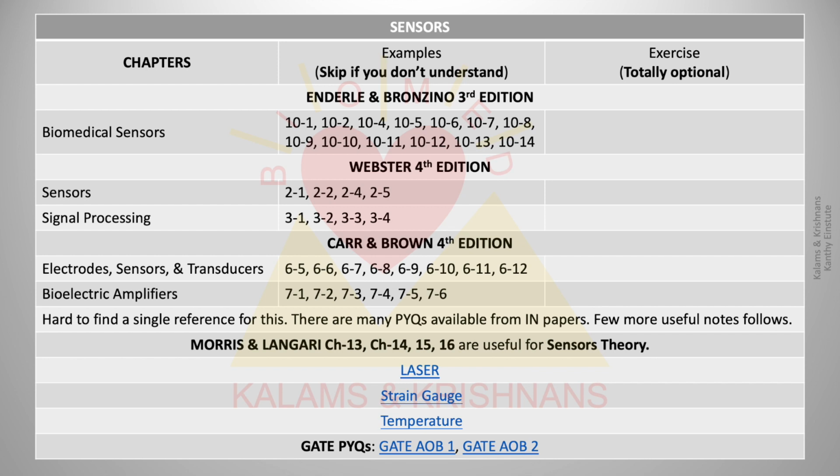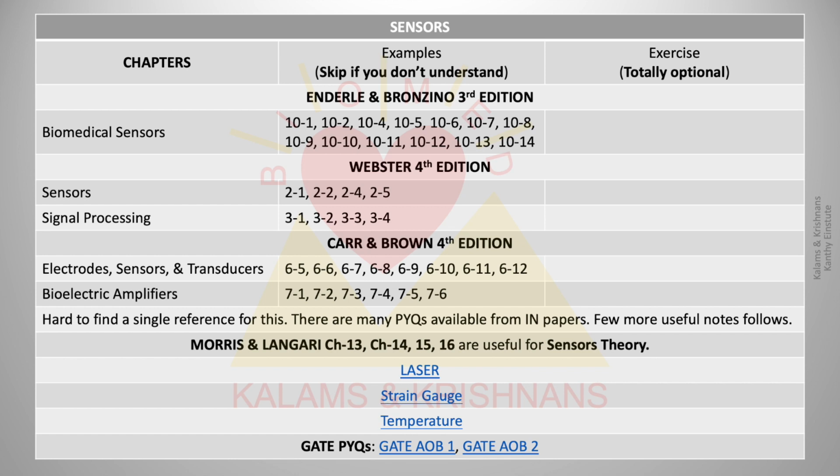For sensors, again, it's hard to suggest any one book. Just like bioinstrumentation, it would be a good idea to refer to 3 books. I have listed down chapters from Enderle and Bronzino, Webster, and Carr and Brown that are specifically useful for sensors. Chapter 10 in Enderle and Bronzino, chapters 2 and 3 in Webster, and chapters 6 and 7 in Carr and Brown have a lot of material and examples on sensors.